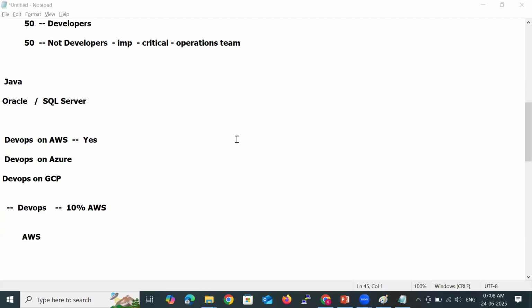I have the AWS Architect Associate certification completed, and I also completed the AWS Database Specialty, which they have changed now. I have done these two certifications.